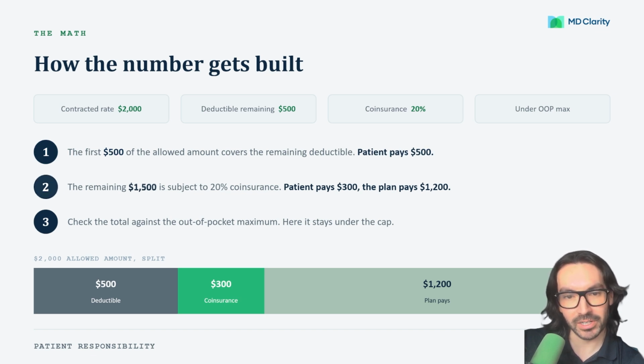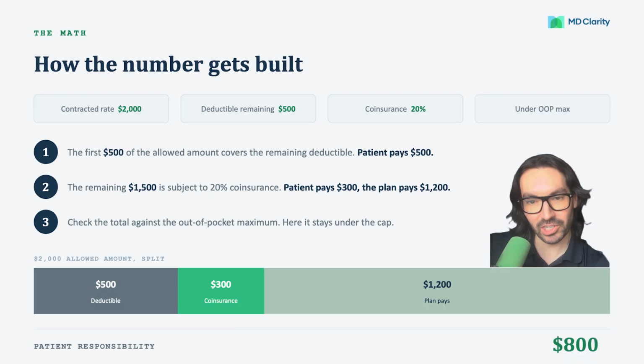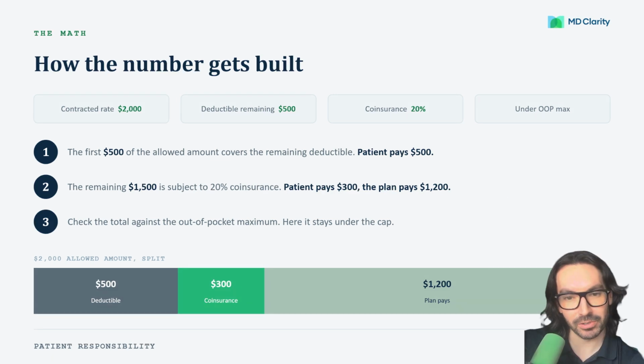Step 2. The $1,500 that's left is subject to 20% coinsurance, so the patient pays $300 and the plan pays $1,200. Step 3. We check the total against the out-of-pocket maximum, and here it's under the cap, so nothing changes. The patient owes $800. What happens if you use the chargemaster price, say $4,500, instead of the $2,000 contracted rate? Your estimate would be off by thousands. That's why the contracted rate is everything.